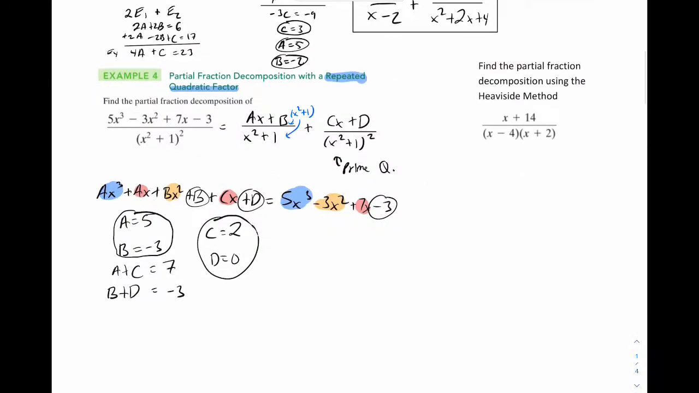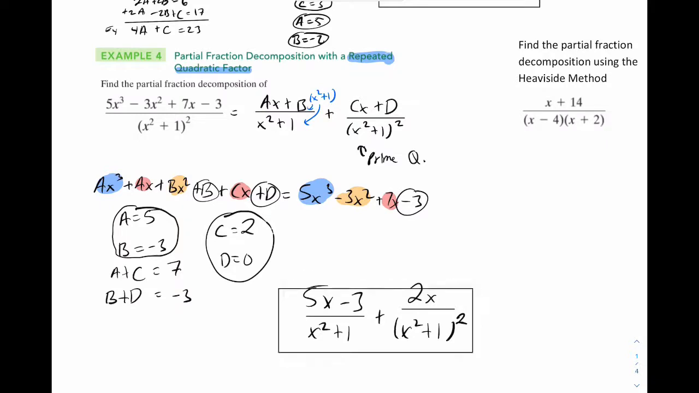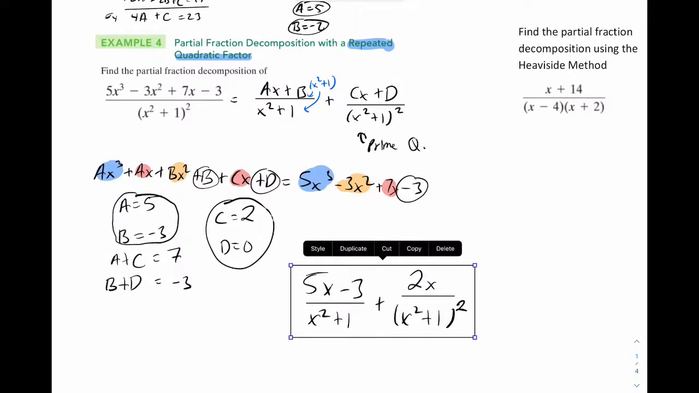Now we plug it back in. So that's going to be 5x minus 3 over x squared plus 1 plus 2x over x squared plus 1 quantity squared. And we're done. So not too bad.